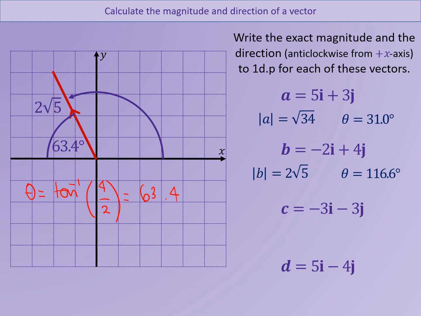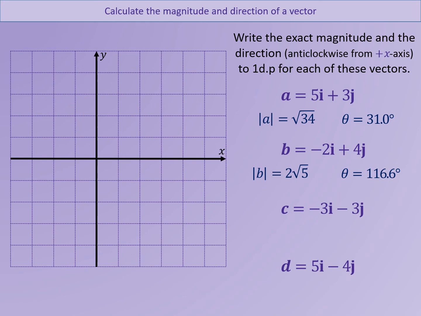Now I'm just going to get rid of the annotations on this diagram at this point. Pause the PowerPoint now and have a go with the following two vectors, so C and D. See if you can come up with the correct magnitude and the correct direction.